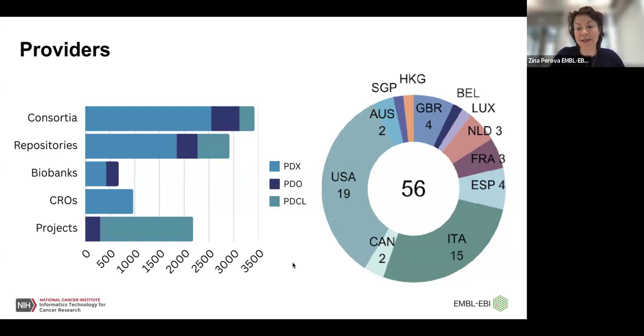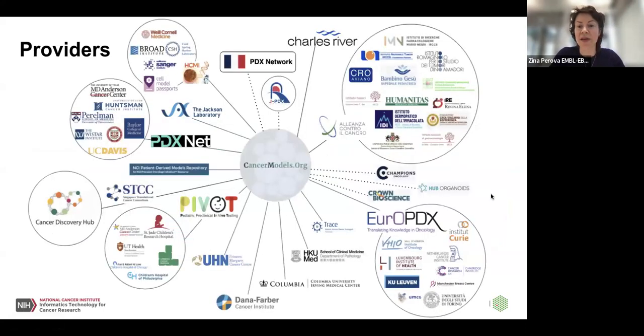And we're always trying to expand more to make the models, our portfolio, as diverse as possible. This is the map of our current providers. As mentioned, we work with large consortia such as PDXNet, Pivot, and EuroPDX, also with national networks such as the Italian network, institutional biobanks, and also other platforms and projects that generate large-scale collections of models. And the dotted line includes the ongoing collaborations where we're working to add these models into the platform, including from contract research organizations.